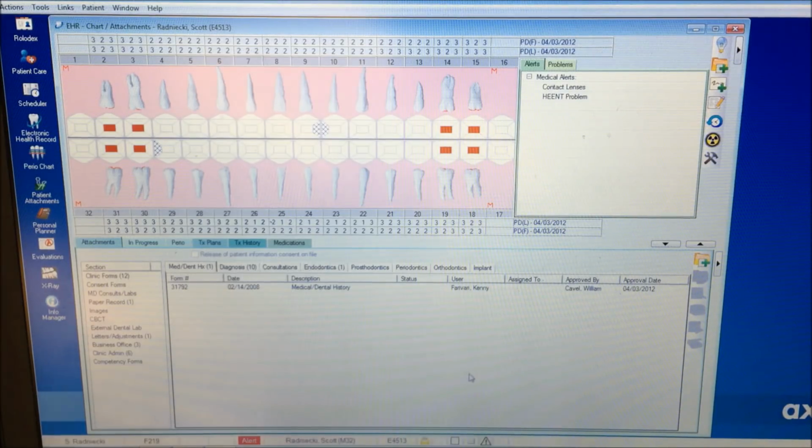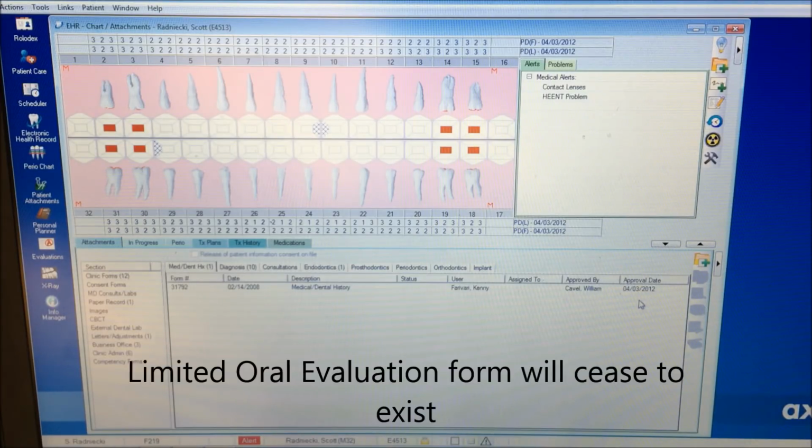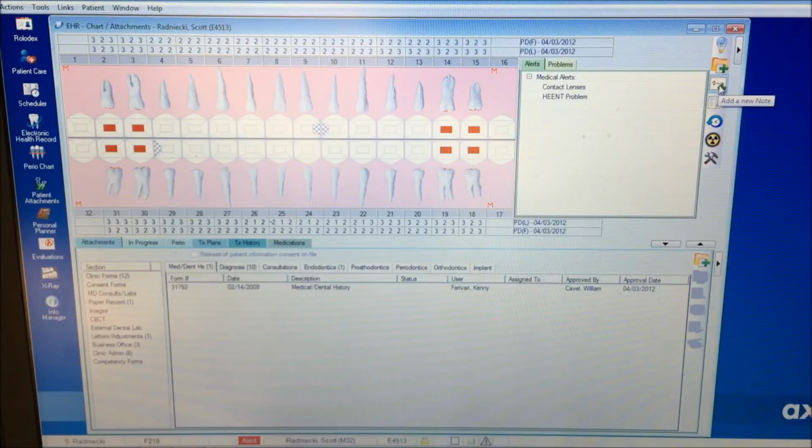Hello, we are going to start looking at the changes being made to the acute care note templates. First and foremost, we are getting rid of the limited oral evaluation form. It is no longer going to be in there. You do not have to fill it out, but that information will all need to go in your note. So we're going to make some changes to the note templates.